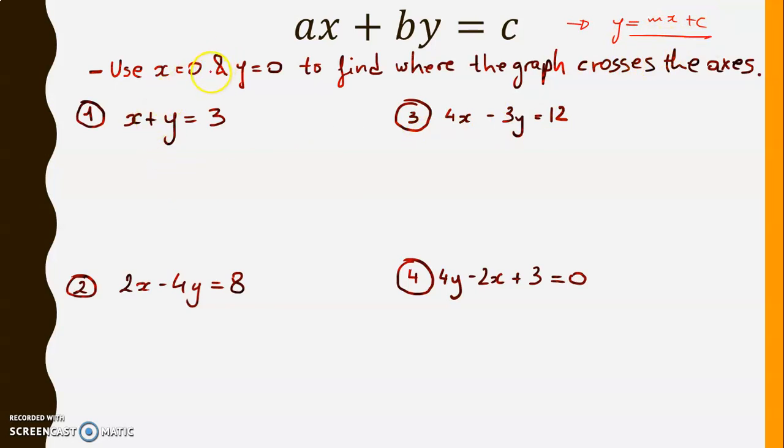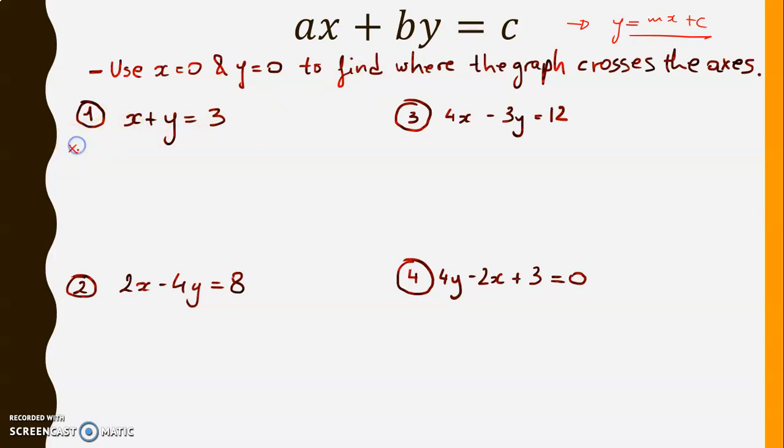So when sketching this type of graph, we simply need to substitute x equals 0 and y equals 0 to find those points of intersection of the graph with the x and y axis. So let's look at this first example.